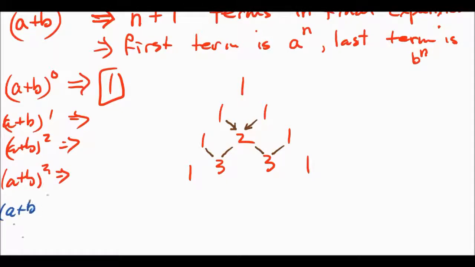A plus b to the 4. From what we know here, what should the first number be, do you think? 1. Very good. Now what's the next number? 4. That's correct, because we're looking at this pattern. Now, what's the next number? 6. It is. And the next number is 4, and then it ends with a 1.